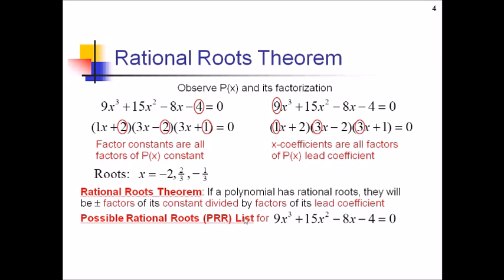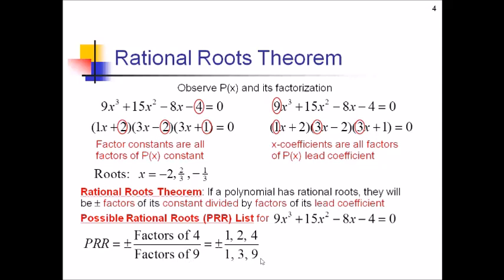So for example, if I'm making one of these PRR lists for the polynomial I gave you up top, we have factors of 4 over factors of 9. Those are going to be our possible rational roots. Well, what are the factors of 4? That would be 1, 2, and 4. Factors of 9, that would be 1, 3, and 9.